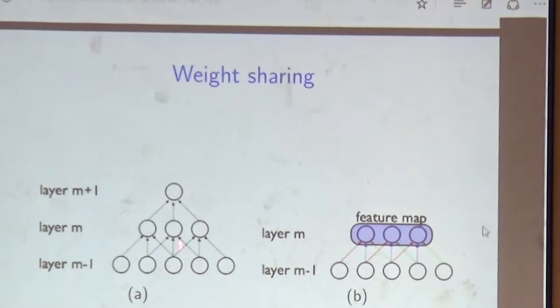So what is happening here? I have layer M minus 1 and layer M plus 1. So layer M is looking at layer M minus 1, and these weights, you see, just look at the color. These weights are same. These weights are same, blue. These weights are same. So we are looking at different neurons with the same weights.